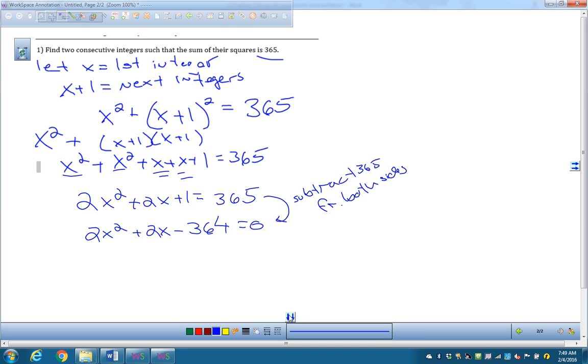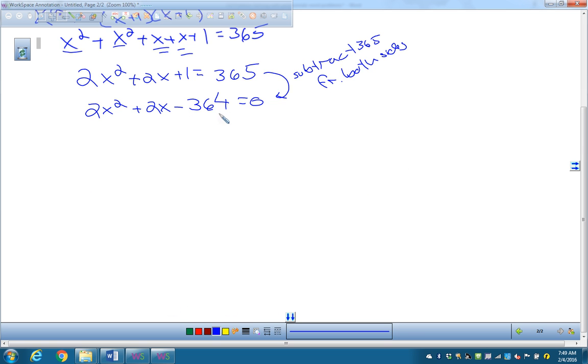Any idea what I do next? What number goes into 2x squared, 2x, and 364? 2. So what I would do is divide away a 2 first, because then it's going to be easier to factor. X squared plus x minus 182, negative 182, I believe, equals 0. Okay? So now what you have to do is factor this part.